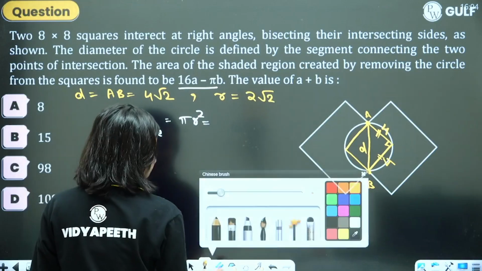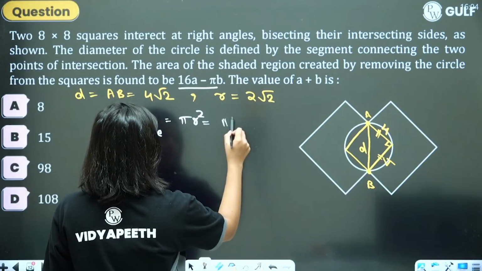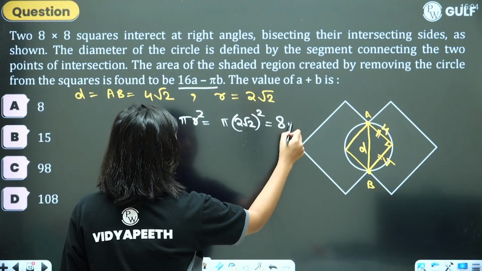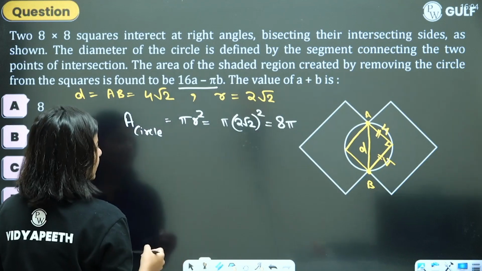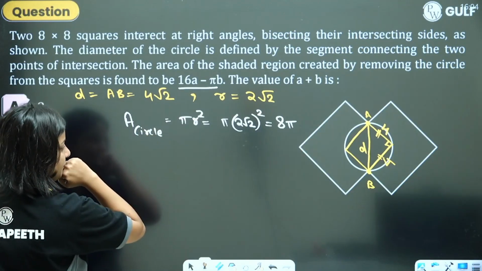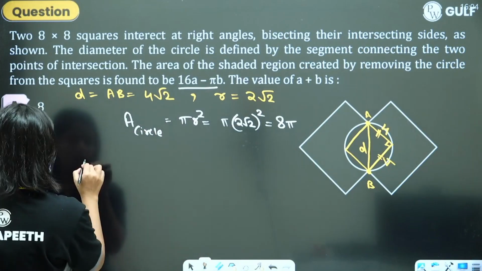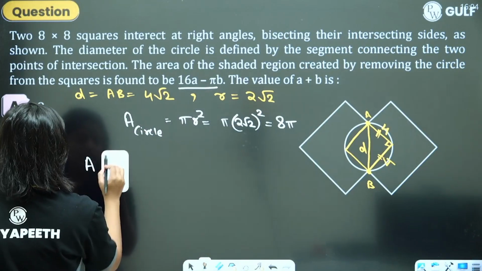Substitute the value of radius over here. Pi into 2 root 2 the whole square. 2 square 4, 4 twos are 8. 8 pi is what I am getting over here, the area of the circle. And now for the area of the shaded part, be very careful. What is the area of 2 squares?